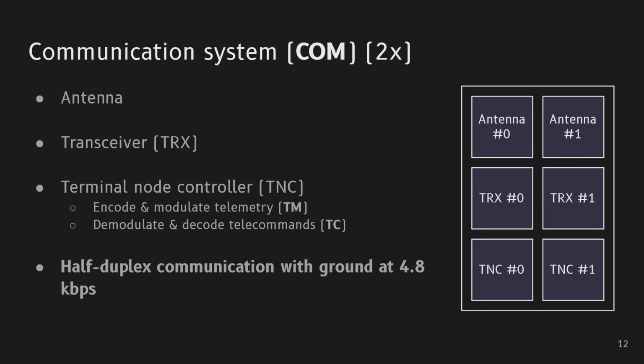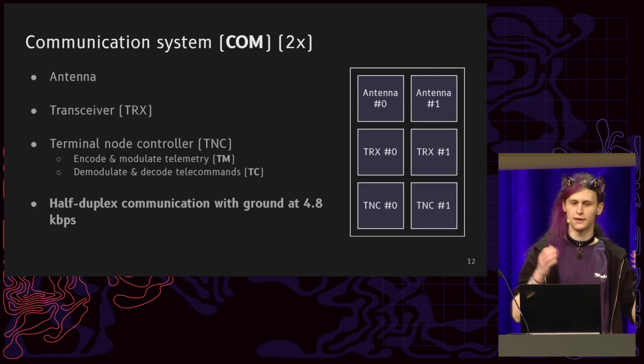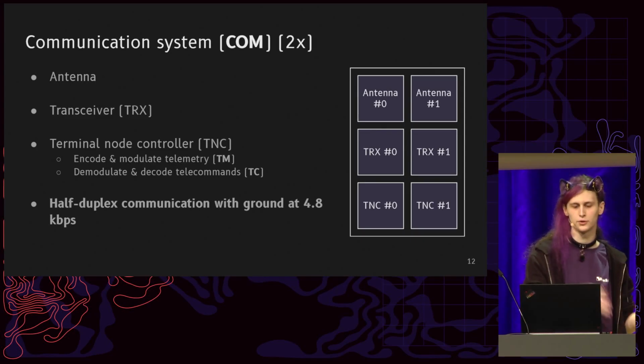And each string consists of an antenna, pretty self-explanatory. A transceiver, that's basically like a radio. It can transmit and receive. And then you have a thing called a terminal node controller. This is like the microcontroller that connects to the CAN bus and bridges the connection to the radio. And this encodes and modulates the telemetry, that's the stuff you send down from the spacecraft to the ground, and receives and decodes telecommands, which are the commands you send up to the spacecraft.